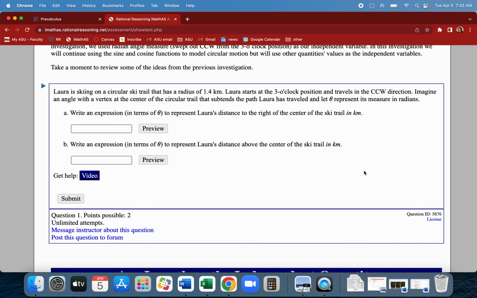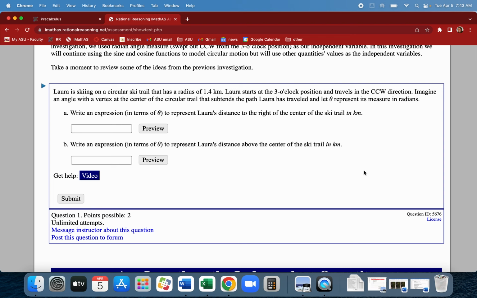So Laura's skiing on a circular ski trail with a radius of 1.4 kilometers. She starts at the 3 o'clock position, so positive x-axis position, and travels counterclockwise. That CCW, you'll see that in here a few times. I don't think it was used in 7.3 and 7.4, but it's just shorthand for counterclockwise, just because that's a really long word. Traveling counterclockwise, imagine an angle with a vertex at the center of the circular trail that subtends the path that Laura's traveled, and let theta represent the measure in radians.